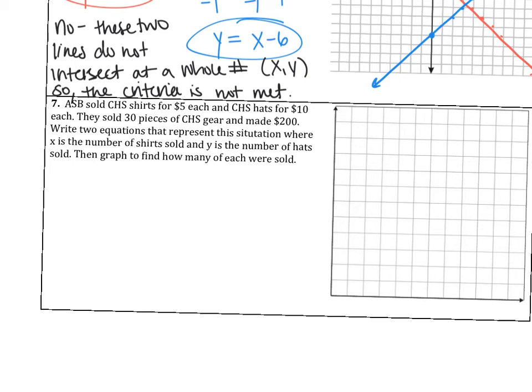Number 7, this is a really important problem. You're going to get so many like these. You have to know how to deal with these. ASB sold CHS shirts for $5 each and CHS hats for $10 each. They sold 30 pieces of gear and made $200. Write two equations that represent the situation.